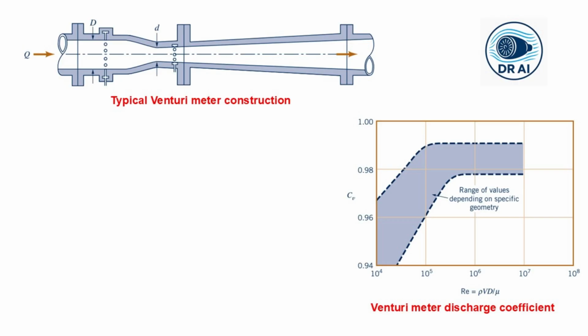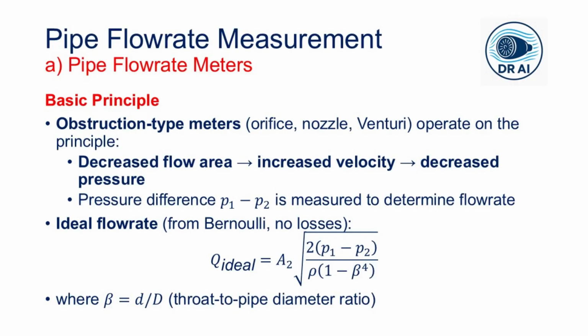This makes it the most accurate and the most energy efficient of the three meters. So the discharge coefficient for a Venturi meter, C_V, is very close to 1, typically between 0.98 and 0.99, as shown in this particular figure. However, this performance comes at a cost. The Venturi meter is larger, heavier, and more expensive to manufacture than the orifice or nozzle meter.